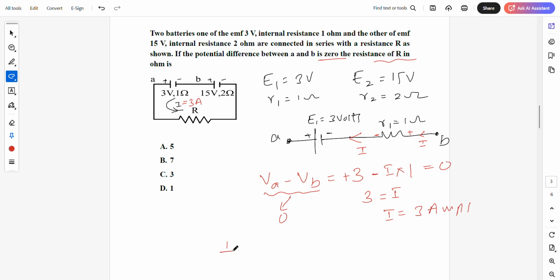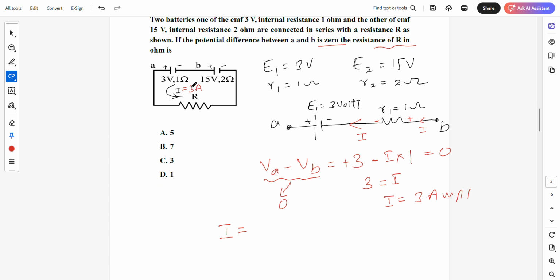What is I equal to? I is nothing but total voltage by total resistance. How much is the total voltage? 3 plus 15. What is the total resistance? This R, and these two are in series. 2 and 1 are in series. That is 3. Understood? And that is given by how much?